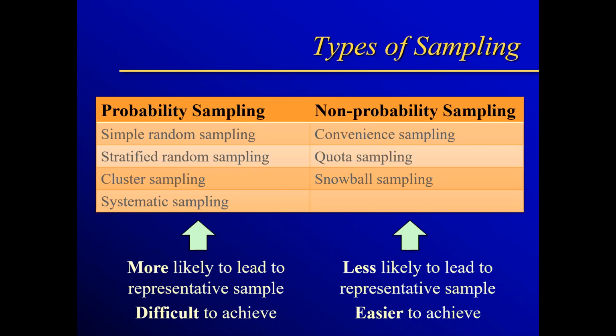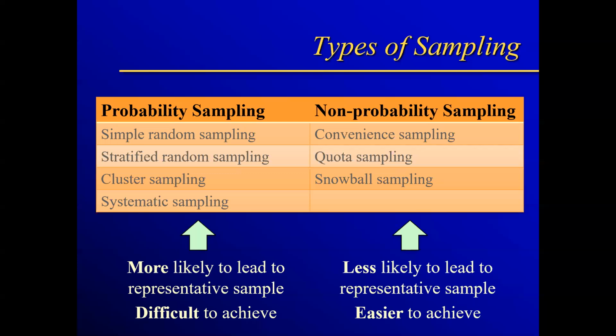So if you do one of these four ways under probability sampling, you're more likely to have a good representative sample. However, probability sampling is difficult to practice because it is time consuming and costly compared to non-probability sampling. And as we go through each example, you'll see why probability sampling is a little bit harder to achieve.